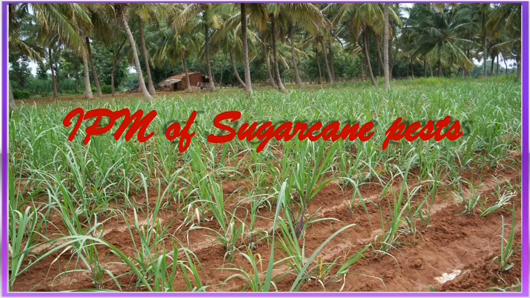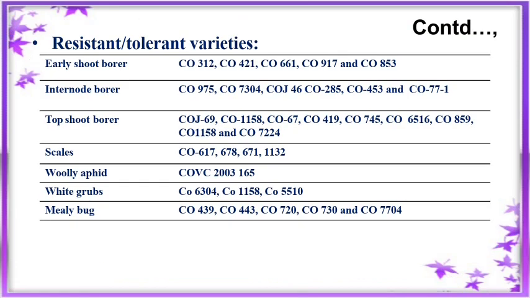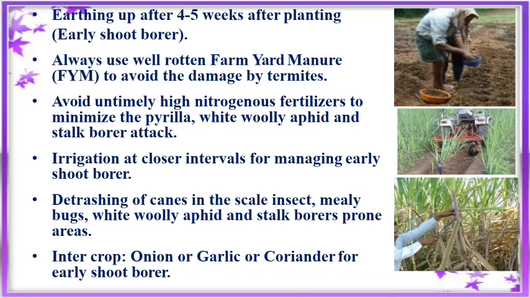Now how can we manage these pests with the help of IPM techniques? In case of IPM techniques, we can use cultural methods. The first practice is cultural methods. In cultural methods: removal of stubbles and debris of the previous crops, deep summer plowing, interculture and hand weeding, timely irrigation, proper crop rotation with non-host crops, and the collection and destruction of adults in case of white grub are the cultural practices. Then there are different resistant varieties we can use against the different pests in sugarcane.